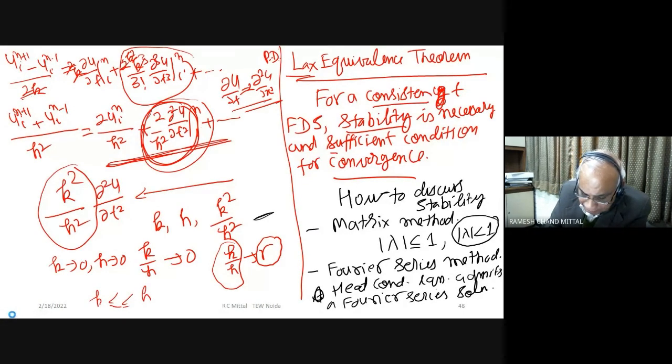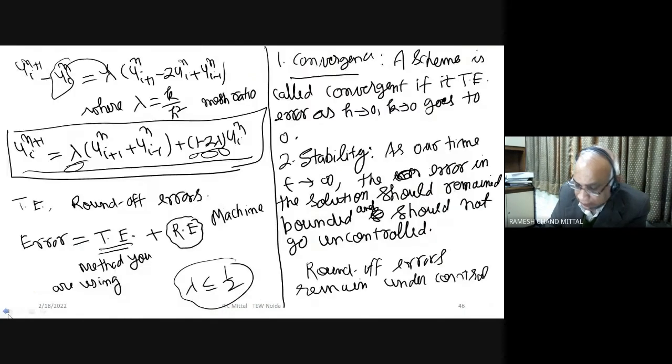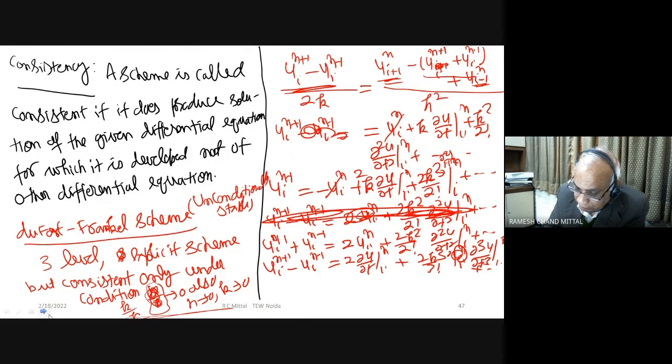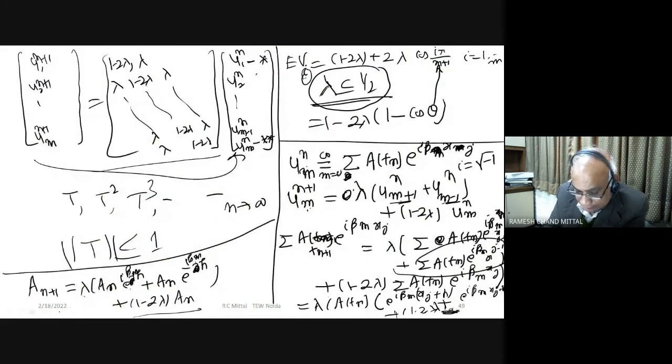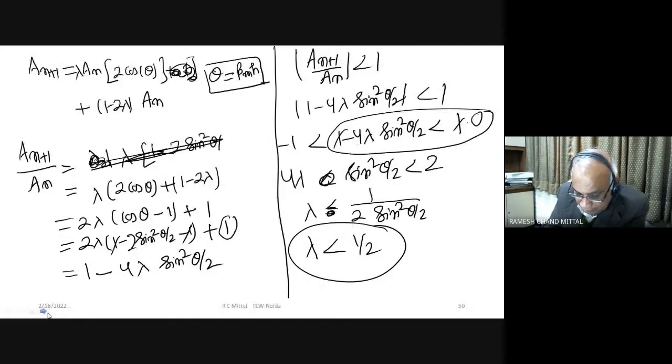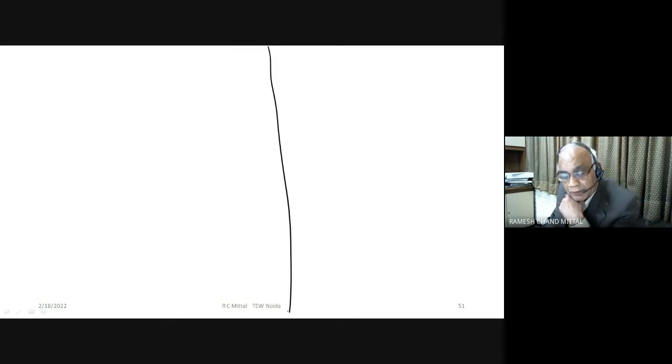And what I mean to say is the scheme which I derived is stable if lambda is less than or equal to half. That is what I have derived, by using Fourier series as well as the matrix method. Now I come to Crank-Nicolson scheme.